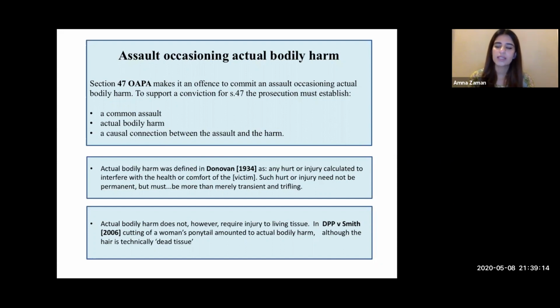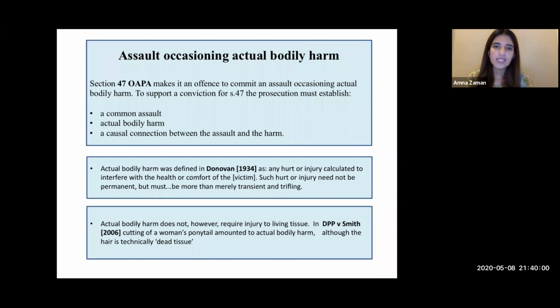In Donovan, the court said that any hurt or any injury which interferes with the health or comfort of the victim, provided it's of a substantial nature and nothing trivial, will amount to actual bodily harm. So this basically means that we are not talking about grievous bodily harm or a very serious injury. Neither are we talking about a scratch or a bruise or something of a non-serious or trivial nature. It's something in between. So actual bodily harm, after the definition set out in Donovan, is any injury or hurt which interferes with the health or comfort and is of a substantial nature.